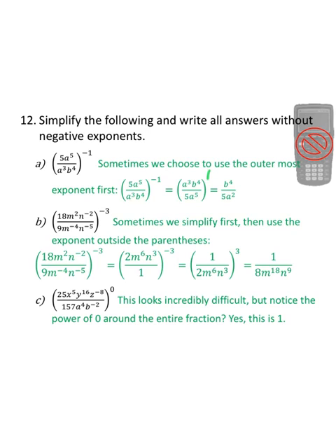Part C. This one is hideous. Look at that. 25x to the 5th, y to the 16th, z to the negative 8 over 157, a to the 4th, b to the negative 2. 25 and 157 don't have anything in common. X, y, z, a, b, nothing's going on, but the key is right here.